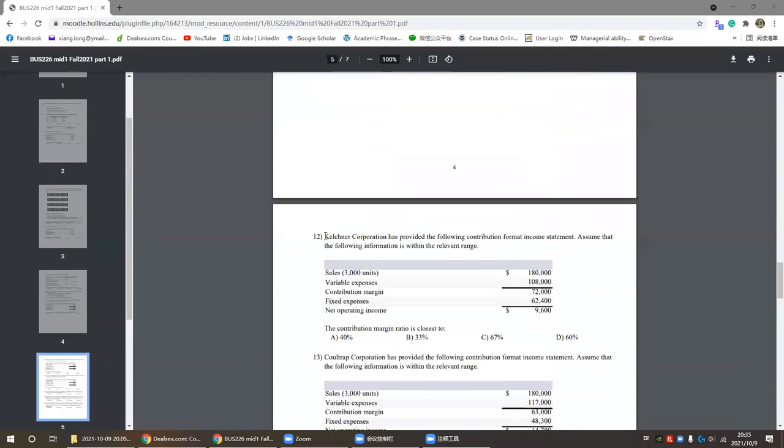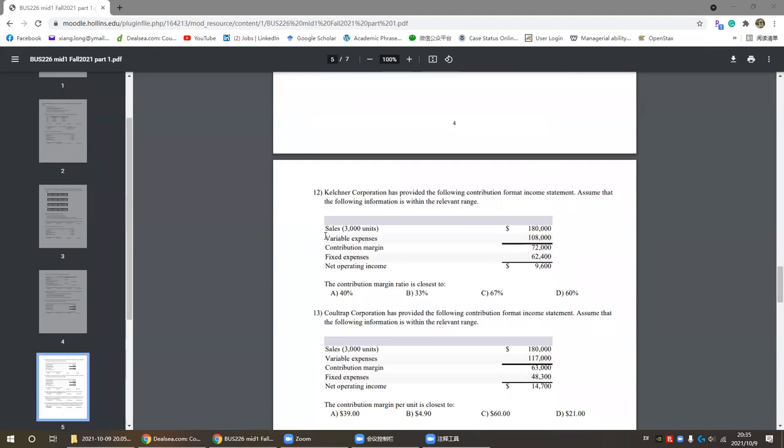Okay, and question 12. Question 12 asks you what will be the contribution margin ratio. We know that the contribution margin ratio will be equal to our contribution margin divided by the sales. So we're directly using 72K divided by the price, 180K. So that's how we got the answer of A, 40%.